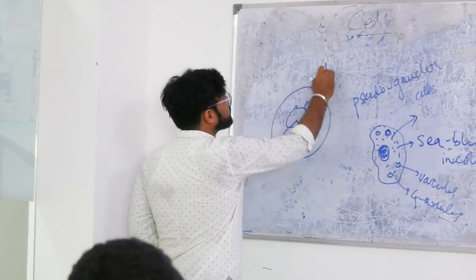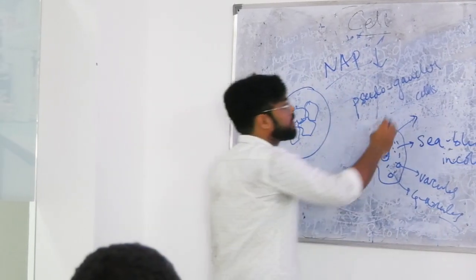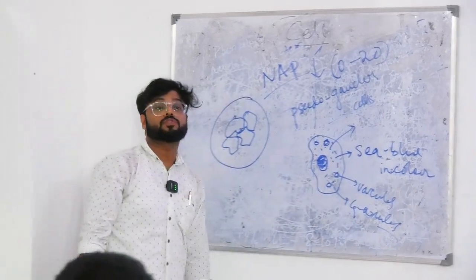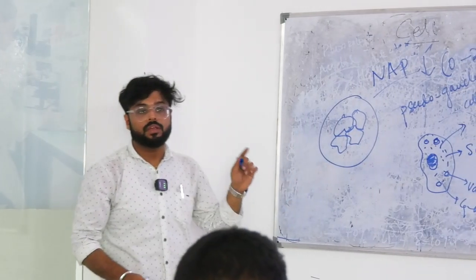In the chronic phase, the NAP score will be low. It will be 0 to 20, because the normal NAP score is 40 to 100, but in CML the NAP score will be low.